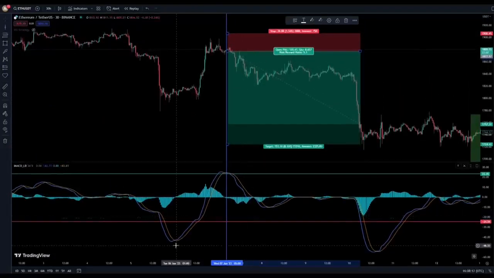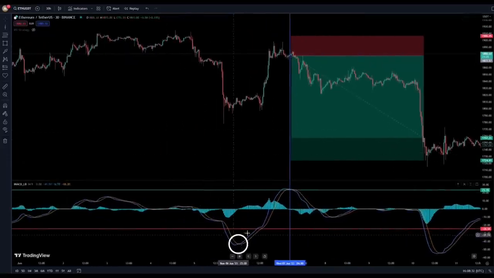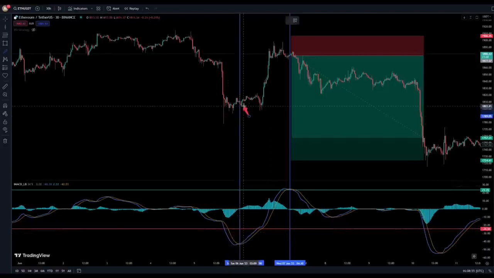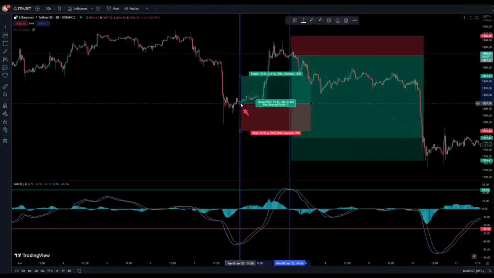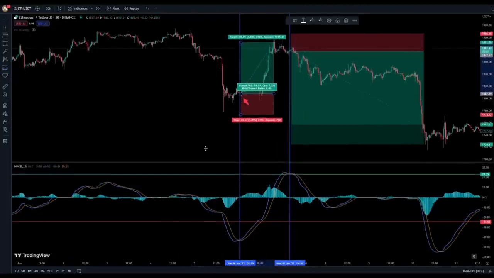I'll open a few trading positions to let you see how accurate these indicators' signals are. Here, they have crossed under the red line. I draw a line. Here is the point on the chart. I open a buy position and set the stop loss under here. I set my target to the last swing.